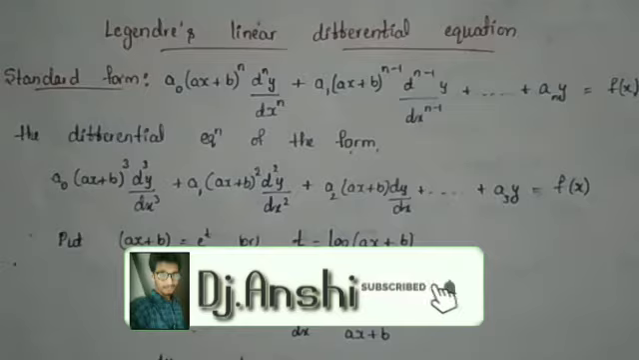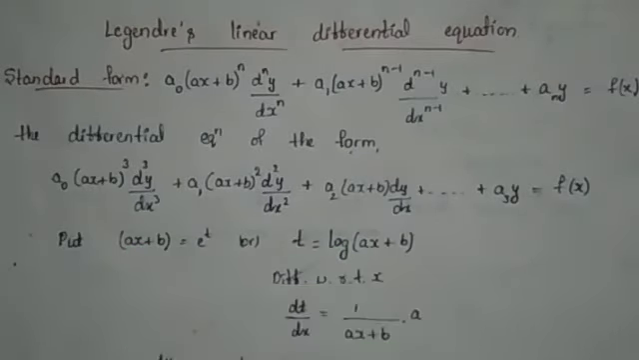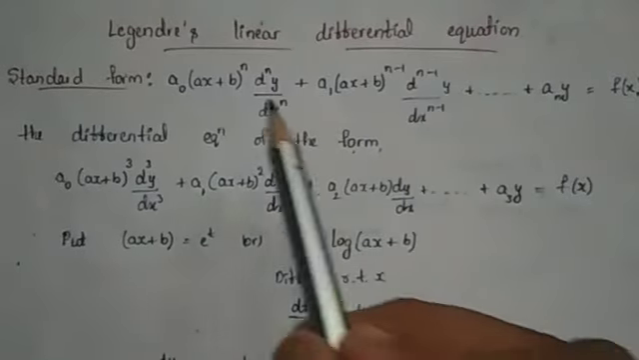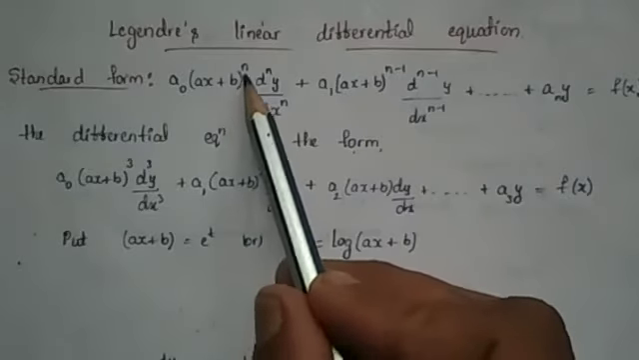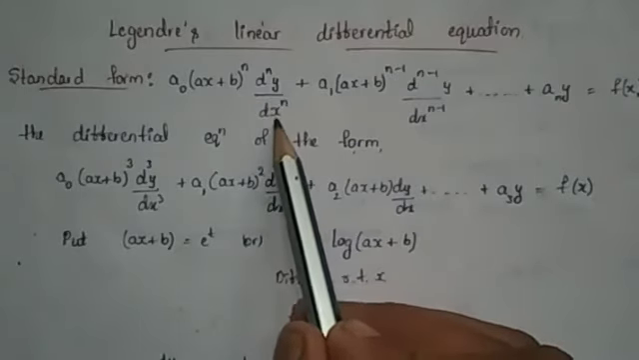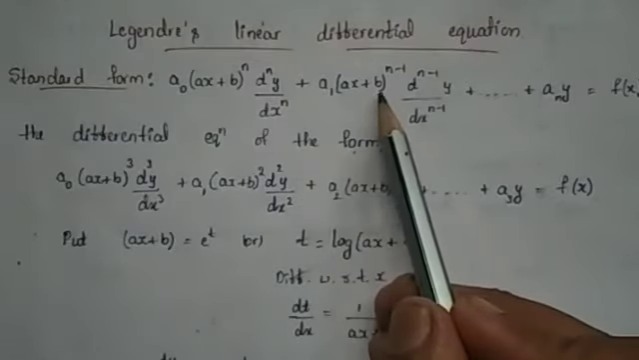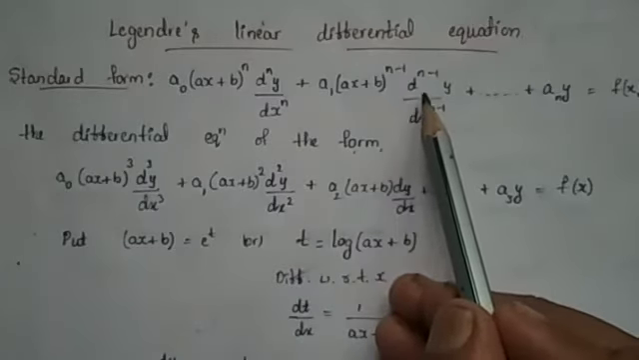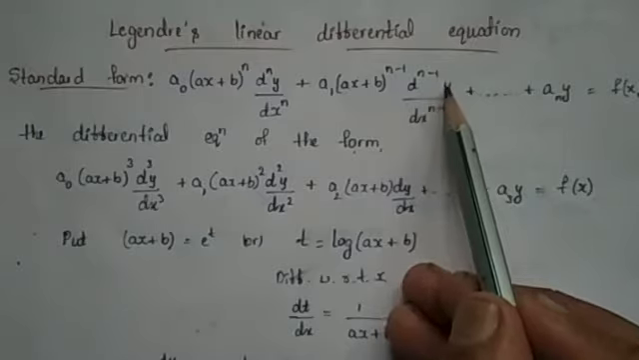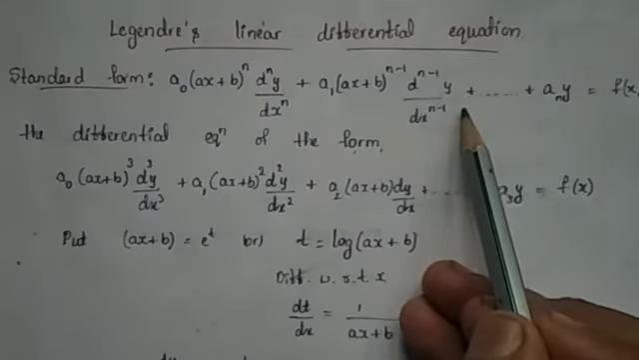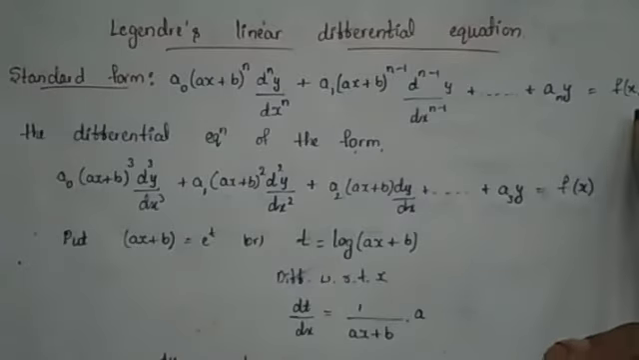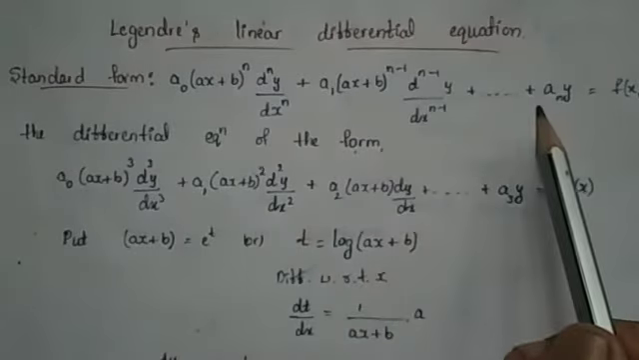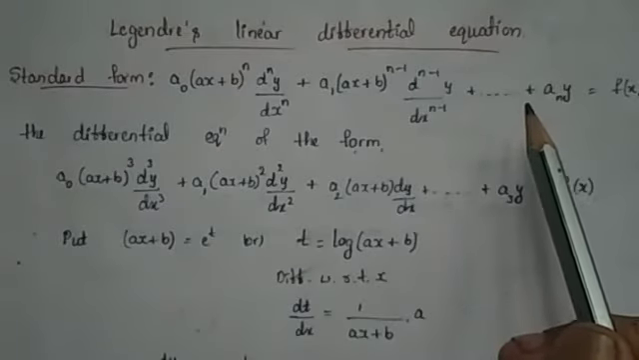Today we are going to discuss the concept of Legendre's linear differential equations. The standard form of Legendre's differential equation is a0 (ax+b)^n d^n y/dx^n + a1 (ax+b)^(n-1) d^(n-1) y/dx^(n-1) + and so on up to an y = f(x). This is the standard form of the Legendre's differential equations.